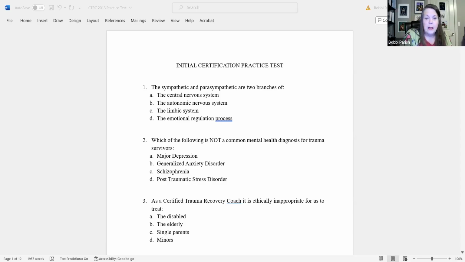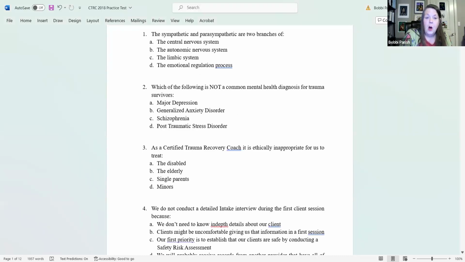Okay, number 1. The sympathetic and parasympathetic are two branches of A, the central nervous system, B, the autonomic nervous system, C, the limbic system, or D, the emotional regulation process. Number 2, which of the following is not a common mental health diagnosis for trauma survivors? A, major depression, B, generalized anxiety disorder, C, schizophrenia, D, post-traumatic stress disorder.